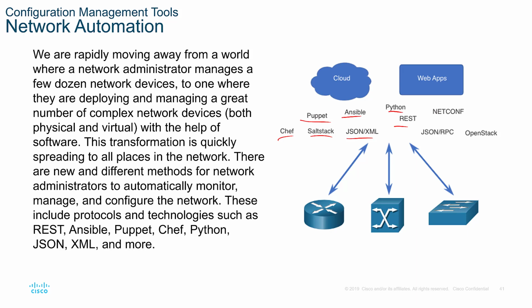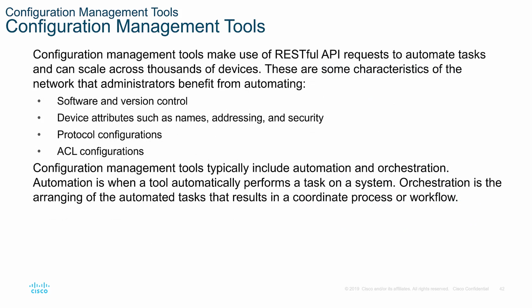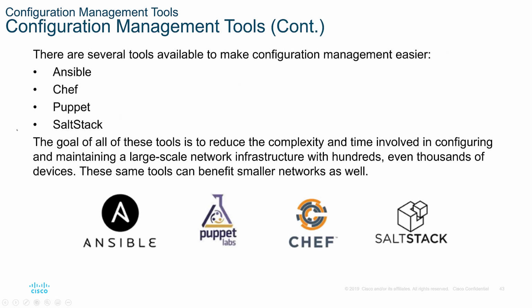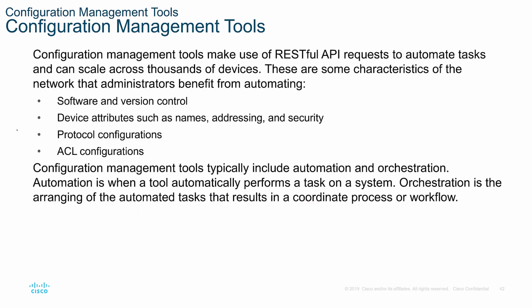Alright, so our next one is going to be about configuration management, focusing on RESTful API requests that help automate. Again, the administrator benefits for our automation is going to be things such as our software and version control. Device attributes, naming and addressing and security, you can make these more uniform. Our protocols and our ACLs and other configurations, again, uniformed.